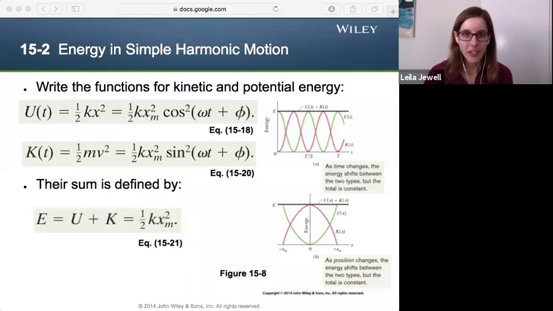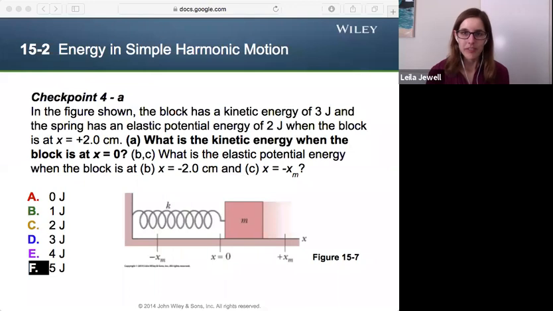All right, so now that we've learned about energy, both potential and kinetic, in simple harmonic motion, let's take a look at a checkpoint. It says, in the figure shown, the block has a kinetic energy of 3 joules and the spring has an elastic potential energy of 2 joules when the block is at x equals 2 centimeters. A, what is the kinetic energy when the block is at x equals 0? B and C, what is the elastic potential energy when the block is at -2 centimeters and -x max?